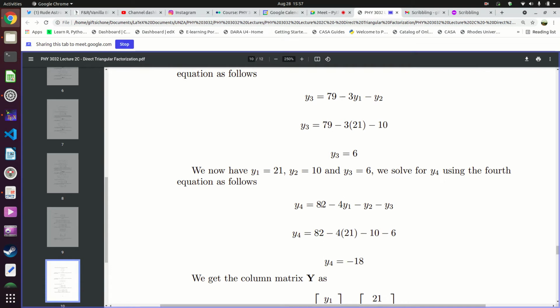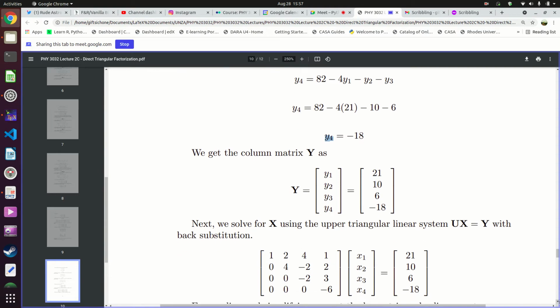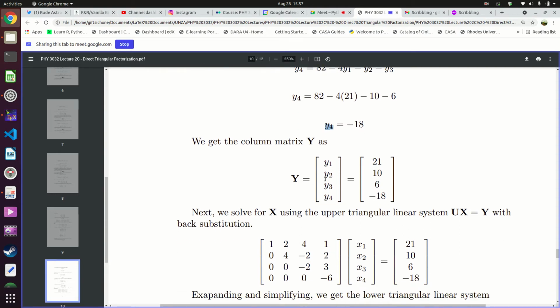So y4 equals 82 minus 4y1 minus y2 minus y3, and that's going to give you y4 equals 82 minus 4 times, in place of y1 you put in 21, minus in place of y2 you put in your 10, and in place of y3 you put in your 6. You're going to end up with y4 being equal to minus 18. So with that, you can write your y matrix, which equals y1, y2, y3, y4: y1 is 21, y2 is 10, y3 is 6, and y4 is minus 18.